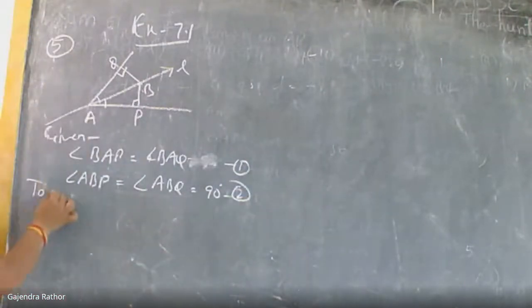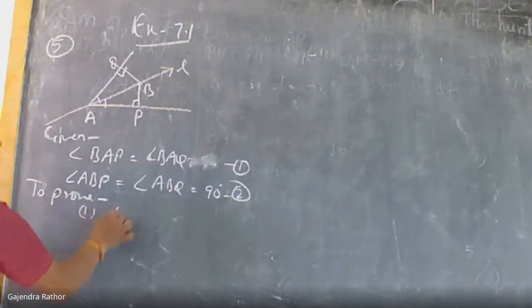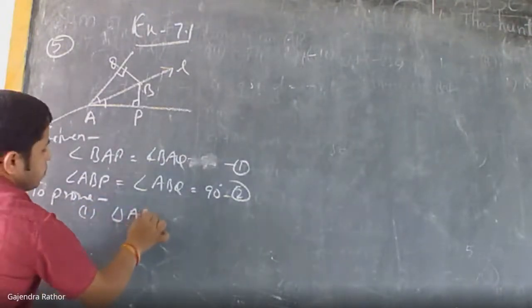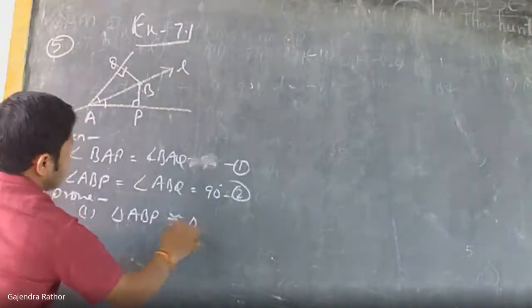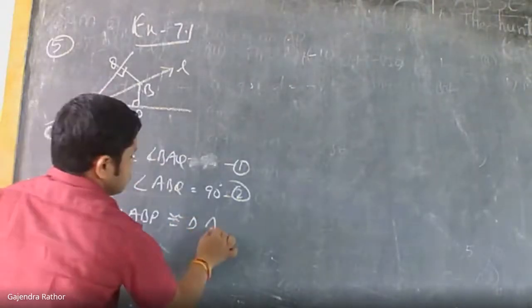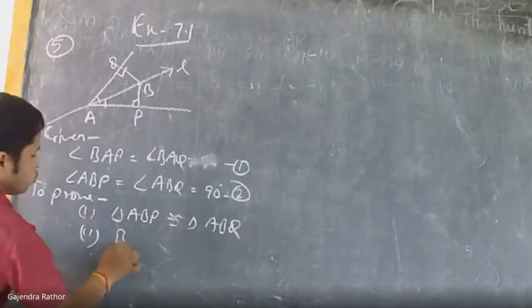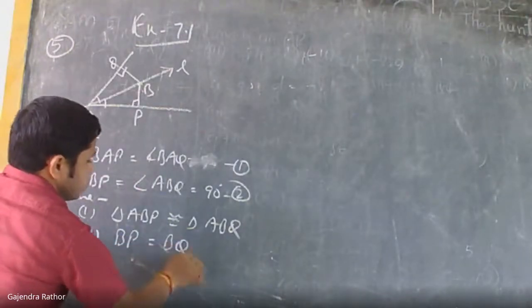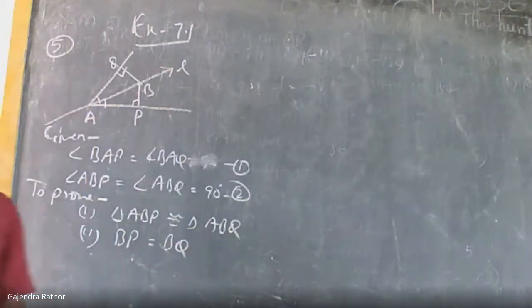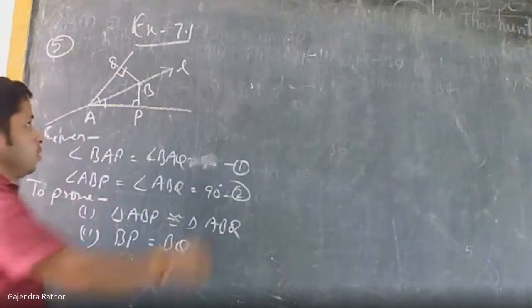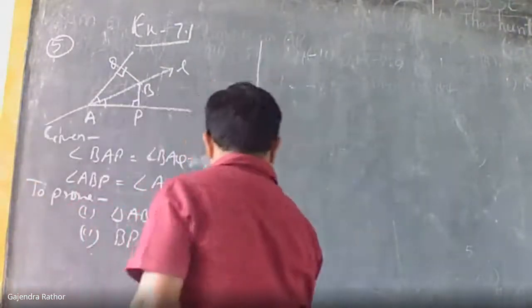Now to prove, the first point, triangle ABP is congruent to triangle ABQ. The second point, BP is equal to BQ. These two points we need to prove. So let's start the proof.